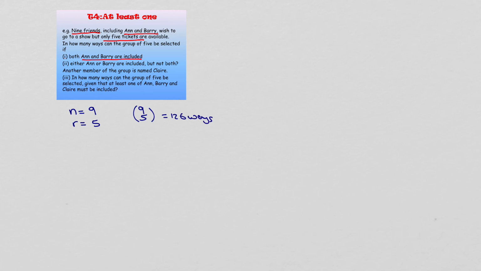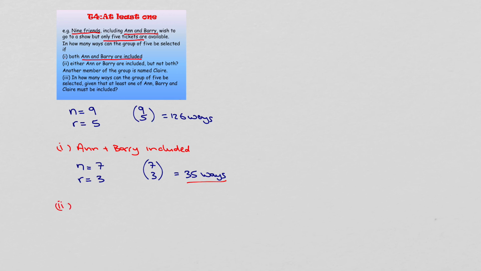But if we include Anne and Barry, well, what that means now is that Anne and Barry have to definitely be picked. So the rest of the friends, well, there are 7 of them. And how many tickets have I left? Well, there are 5 available. Anne and Barry definitely have 2. Well, that means there are 3 tickets left. So that means that would be 3 selected from 7. And that would give us 35 ways if Anne and Barry are included.